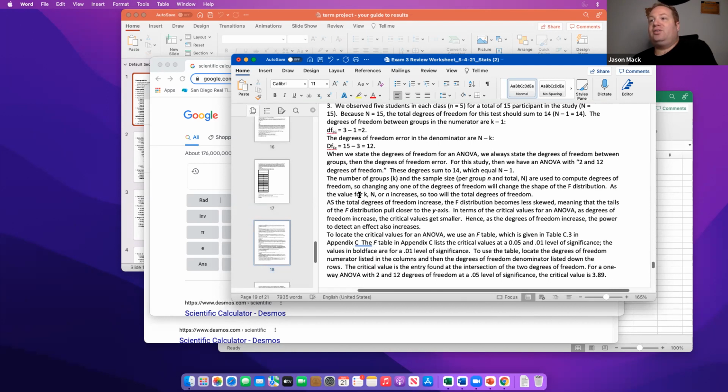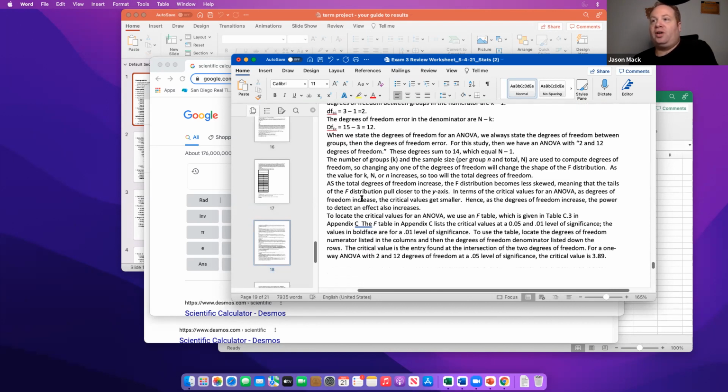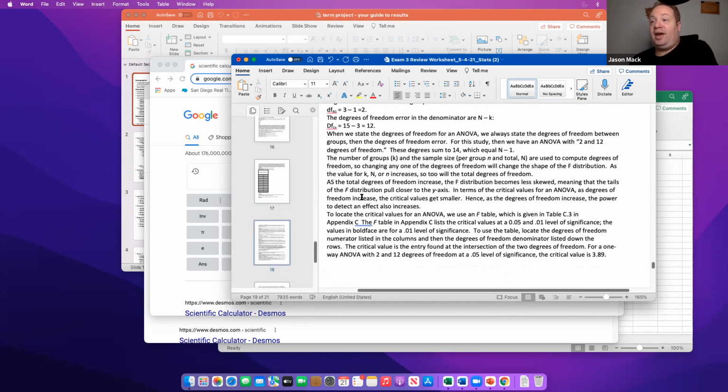When we state the degrees of freedom for an ANOVA, we always state the degrees of freedom between groups, then the degrees of freedom error. For this study, we have an ANOVA with 2 and 12 degrees of freedom. These degrees sum to 14, which equals N minus 1. The number of groups k, the sample size per group n, and the total N are used to compute degrees of freedom.